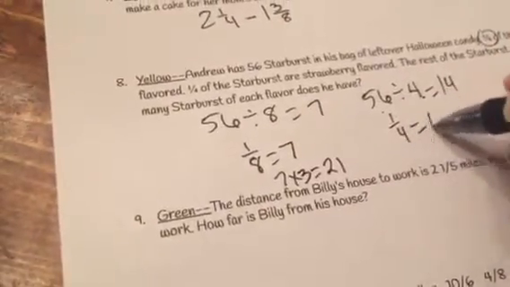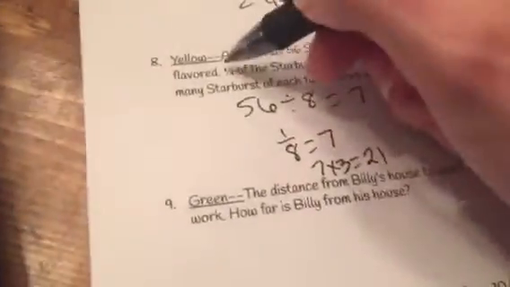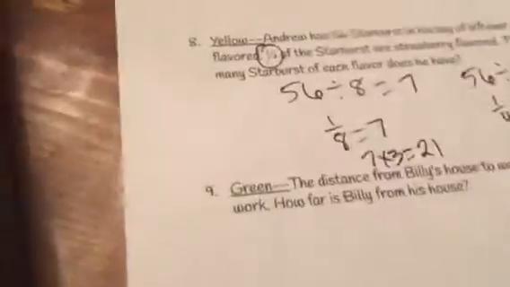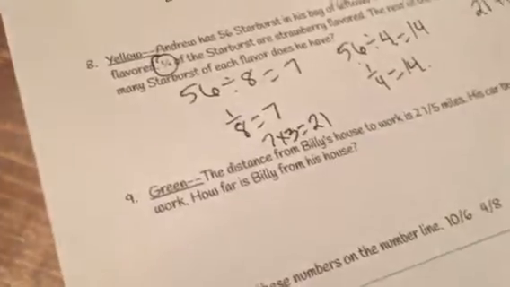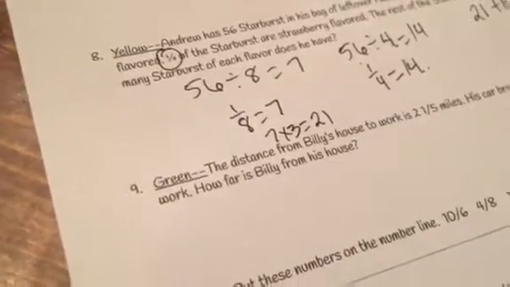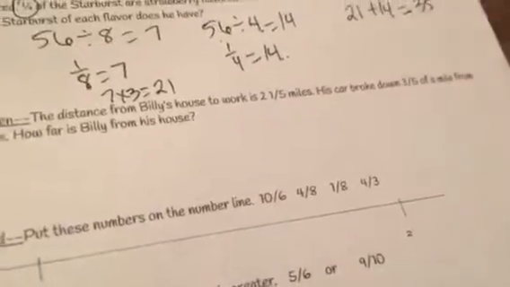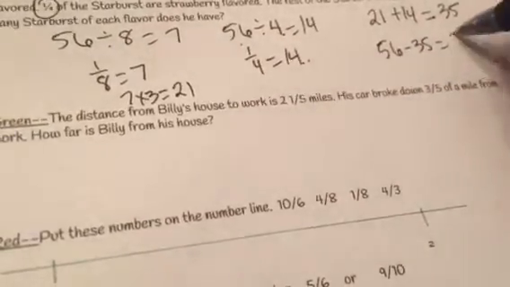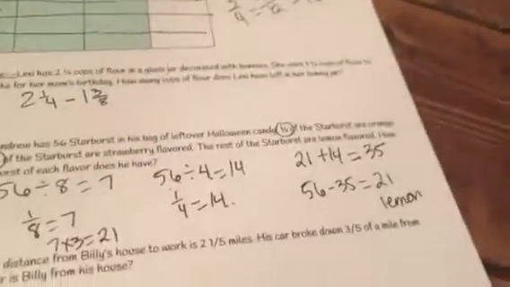So 1/4 equals 14. And the reason I don't have to multiply anything with that 14 is because it only said 1/4. And up here it said 3/8, so I had to do that 8 three times. The rest are lemon. So now I need to take 21 plus 14, which is going to be 35. That's how many we know are orange and strawberry. If the rest are lemon, then we have to say 56 minus 35, which is 21. So 21 lemon flavored. Okay?